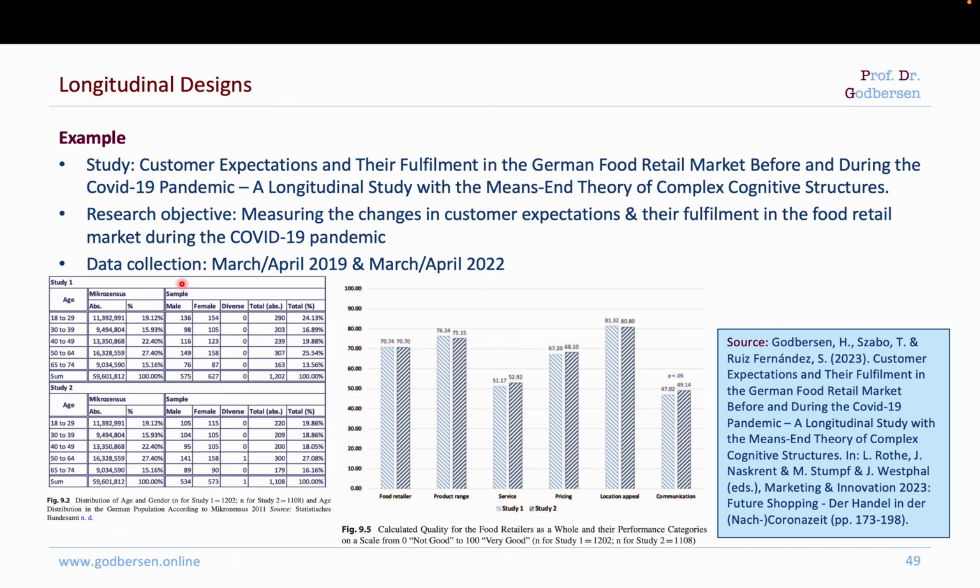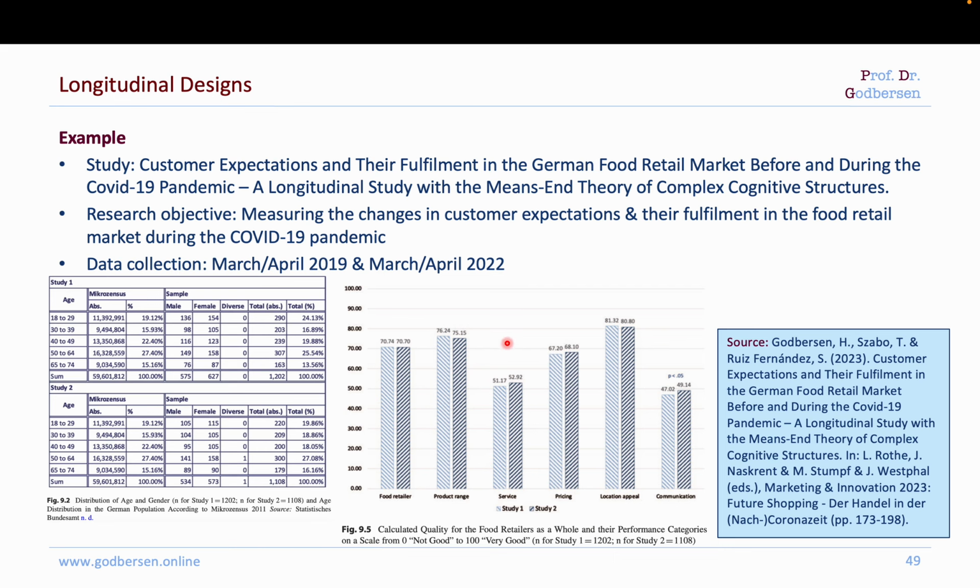We had a good degree of representativity with the sample. In total we had 1,202 participants in our first sample, and then in our second sample we had 1,108 participants. And you can see in the age brackets, male, female, the distribution. Both samples are rather similar. So even though those are different people, we can compare them.